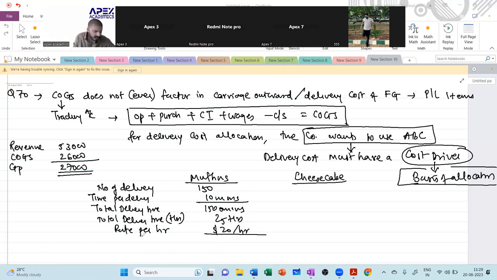Therefore, what is the delivery cost over here for muffins? The delivery cost for muffins is $500. What is the delivery cost? It is $500. Now, similarly for cheesecake.